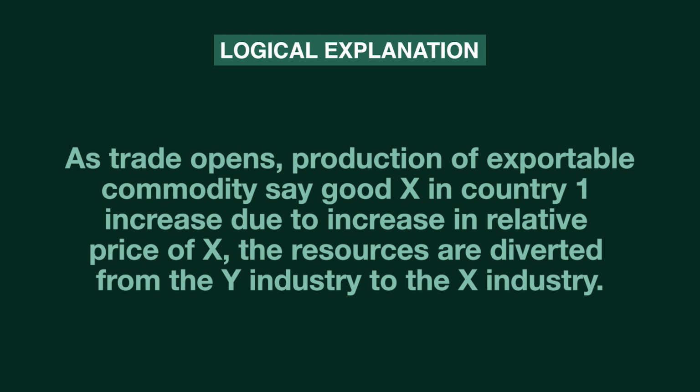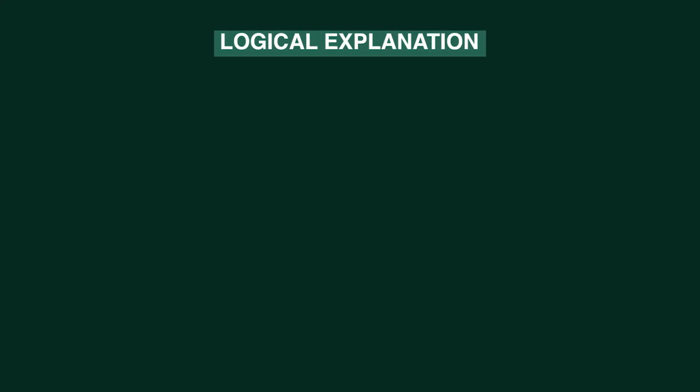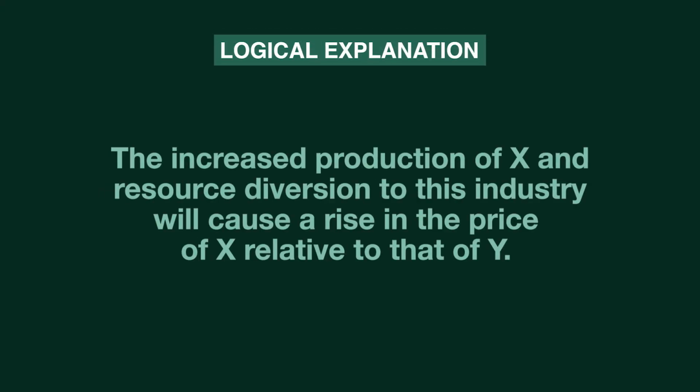Country 1, when trade opens, starts exporting good X. And why so? Because in comparison to Turkey, as trade opens, country 1 now faces a higher relative price of good X in the international market. So the price of good X for country 1 rises. Now, as the price of good X rises, country 1 will be interested in producing more of good X.